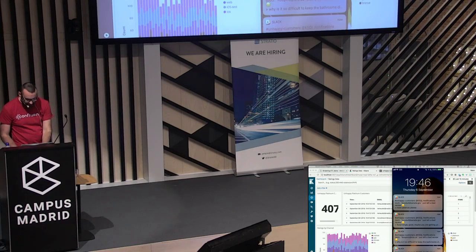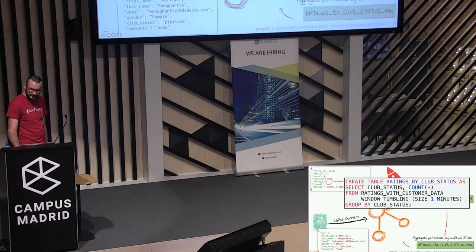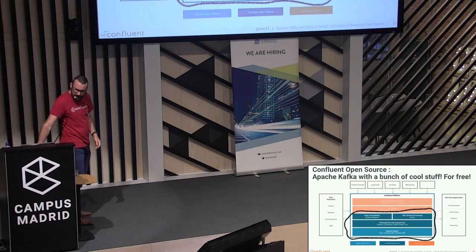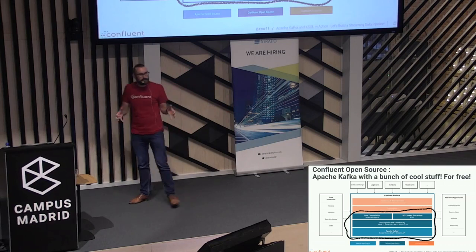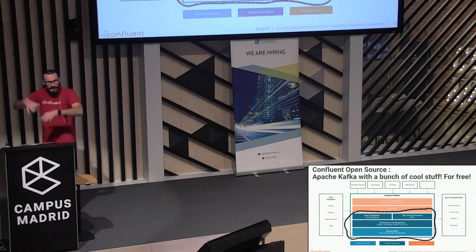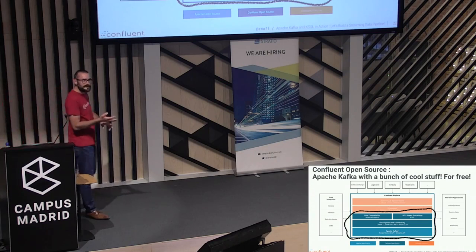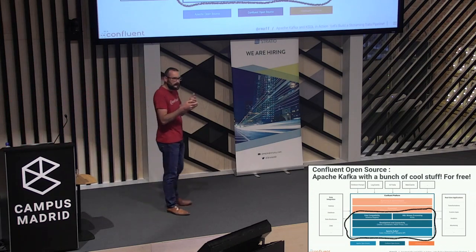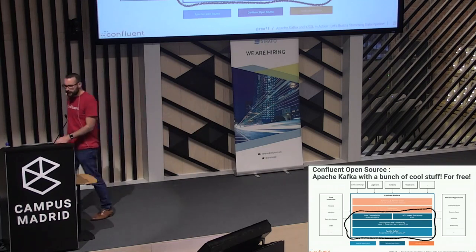So, with that, there we go. So this is all built on Confluent open source. So Confluent's a distribution of Apache Kafka, Confluent open source, free to download, free to use. You've got the schema registry for your Avro schemas. You've got KSQL, you've got Kafka Connect, a bunch of connectors, all bunches of good stuff.